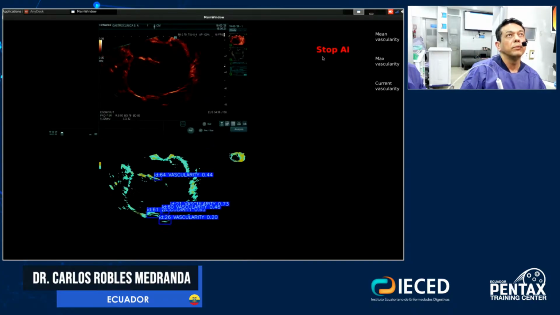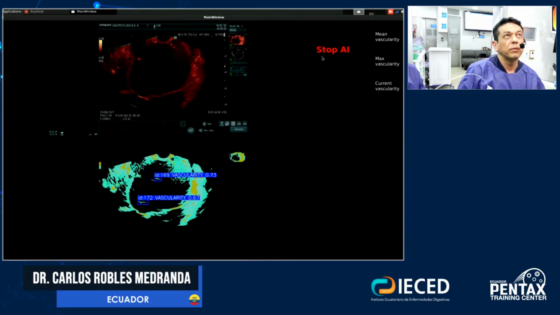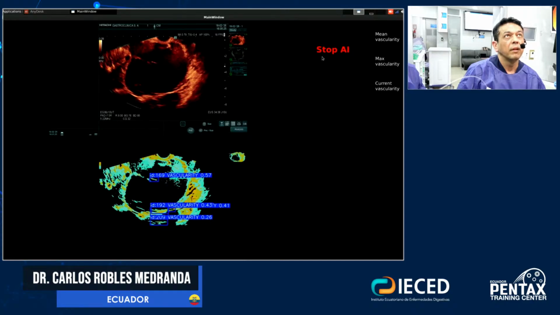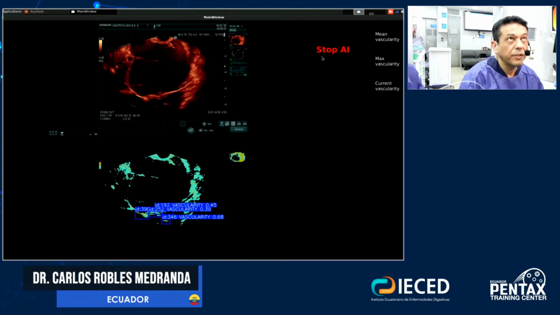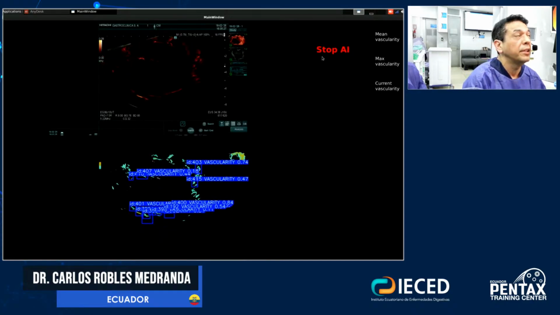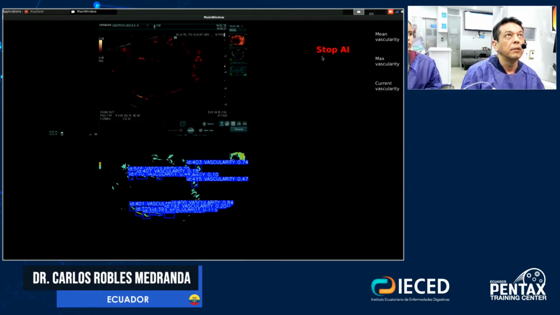Okay, so now you can see a lot of vascularization, you see? This is very interesting and very important. You can see here the quantity of microvascularization from the wall that the AI is capturing, something that we cannot measure with human visualization. For a visual impression, yes, I can say there is vascularization inside, but I cannot count the number of vessels.